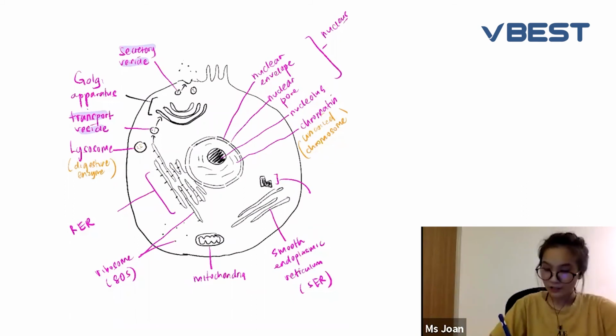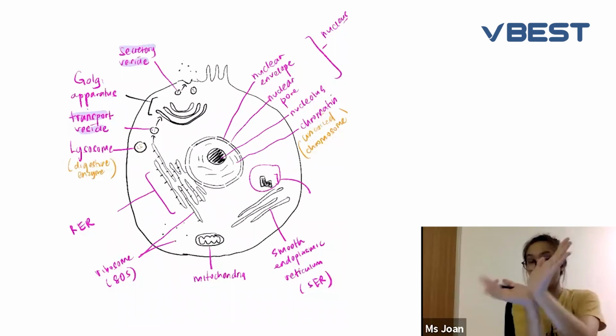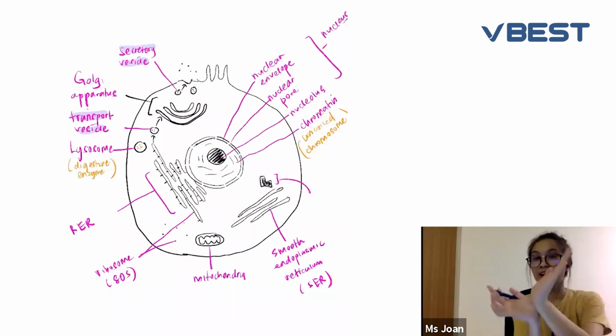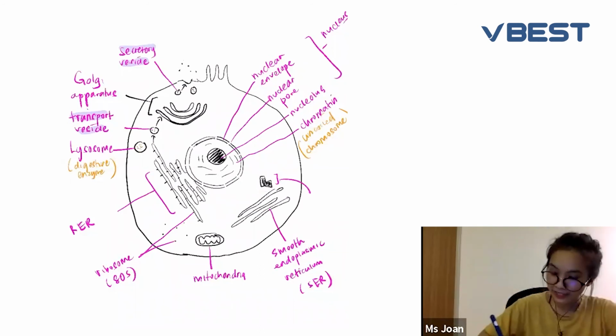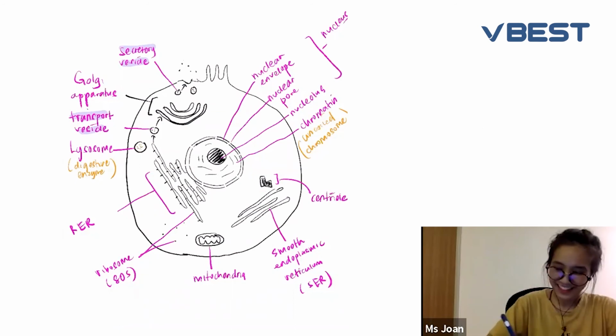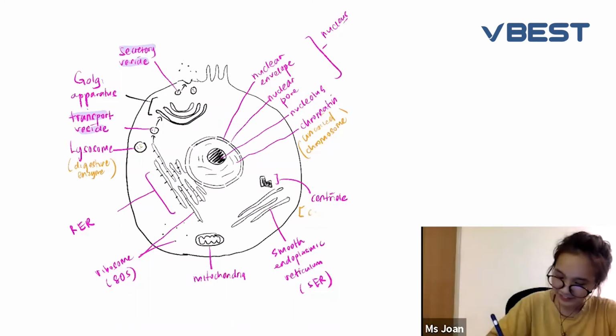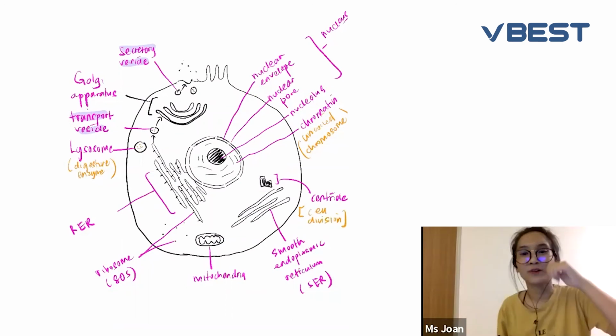Okay, so this structure on this side, they are at right angles, yeah? So we call this the centriole. Okay, this is very important. This centriole is used in cell division, which you will learn soon. Okay, it is used in cell division, yeah? Okay, done.